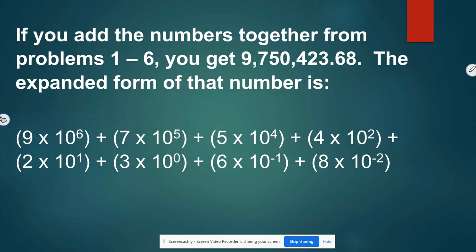All right, so if you add the numbers together from problems 1 through 6, you get 9,750,423 and 68 hundredths. The expanded form of that number is 9 times 10 to the 6th plus 7 times 10 to the 5th plus 5 times 10 to the 4th plus 4 times 10 squared plus 2 times 10 to the 1st plus 3 times 10 to the 0 plus 6 times 10 to the negative 1st and one more, 8 times 10 to the negative 2nd. So all of those represent the place value of each part of the number. Put it together, we get the number itself.